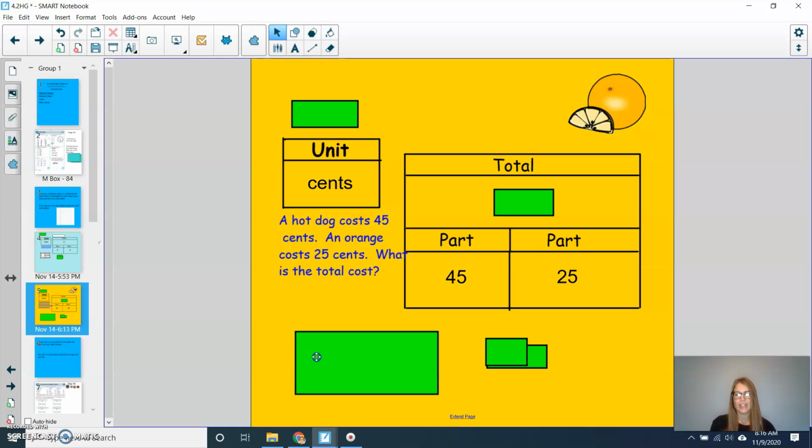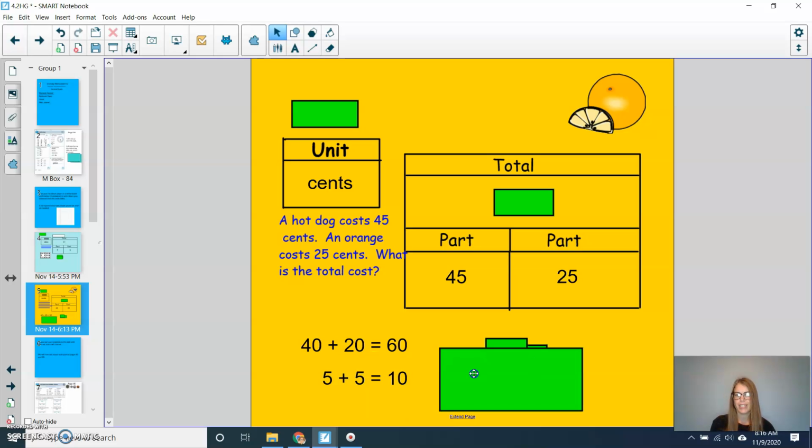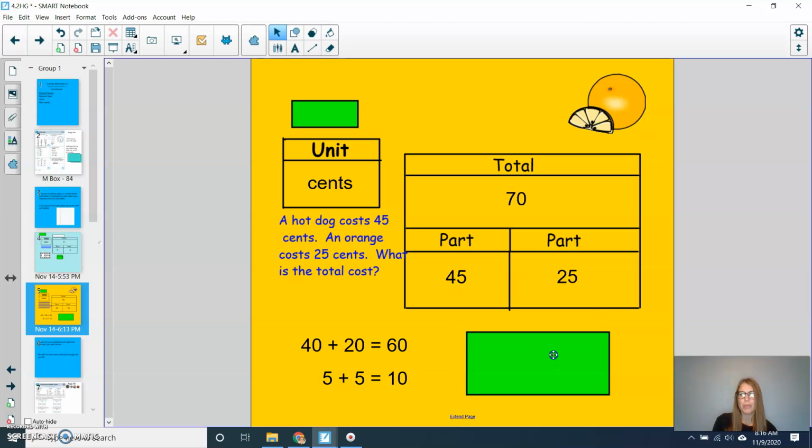All right, second graders, so how I figured out this one is I know that 40 plus 20 is equal to 60, and I know that 5 plus 5 is equal to 10. So 60 plus 10 is 70, which also means that 45 plus 25 is equal to 70. We're going to work through more problems like this today in our math journal.